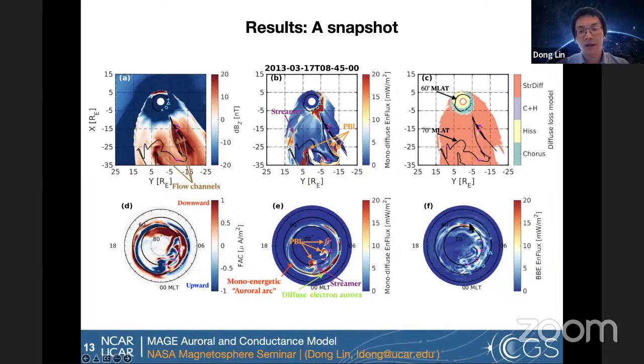And then lastly, you see another distribution. This is the broadband precipitation that we just derived. Again, it's just based on the field line Alfvénic Poynting flux distribution. Currently, we just assume the monodiffuse are exclusive spatially, although we don't have to do that, just as a starting point. And again, the BBE is regarded as a soft component on top of that.